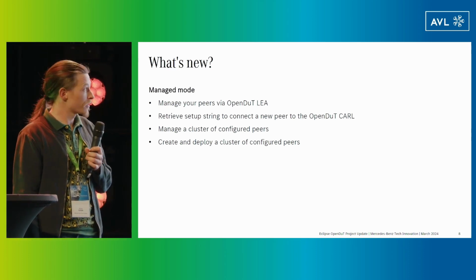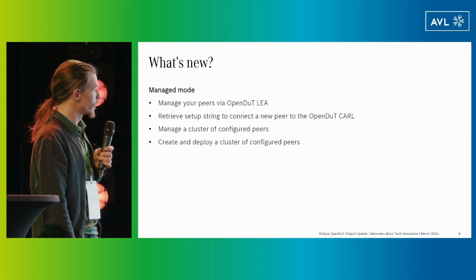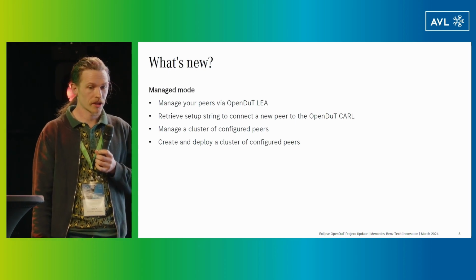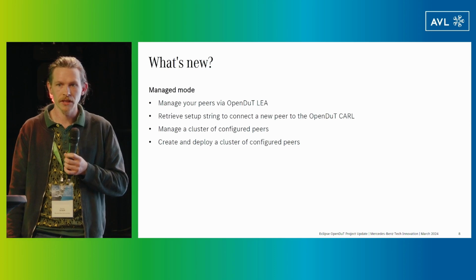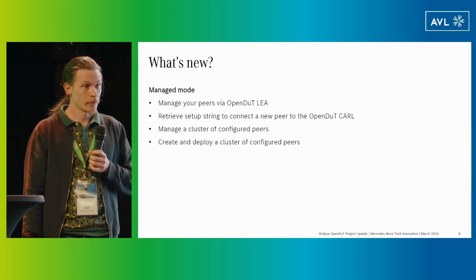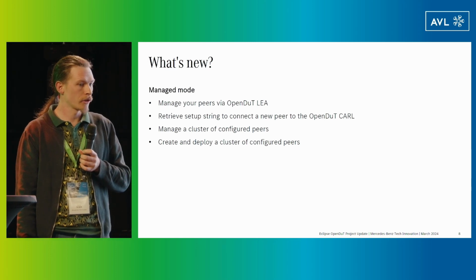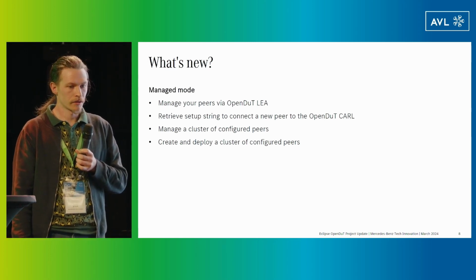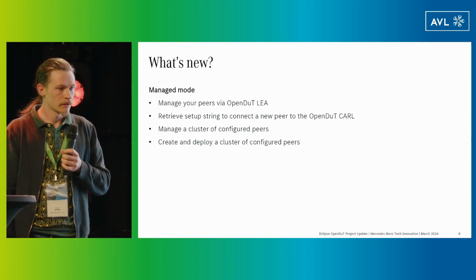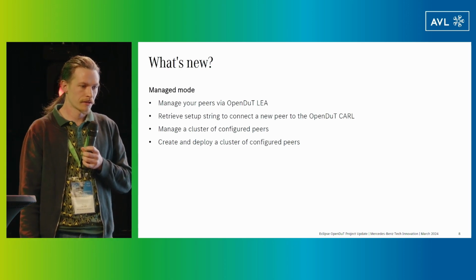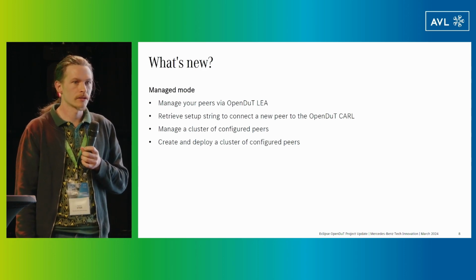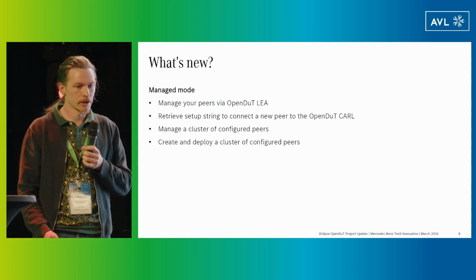So we are using our CLI to manage a cluster of configured peers. Everything is automated, and our test environment is already integrated in the CI integration, which is setting up a bunch of peers, creating and deploying a cluster ad hoc, and deploying everything that is required to run OpenDUT, and is pinging all the other peers, so we know that everything is well integrated.